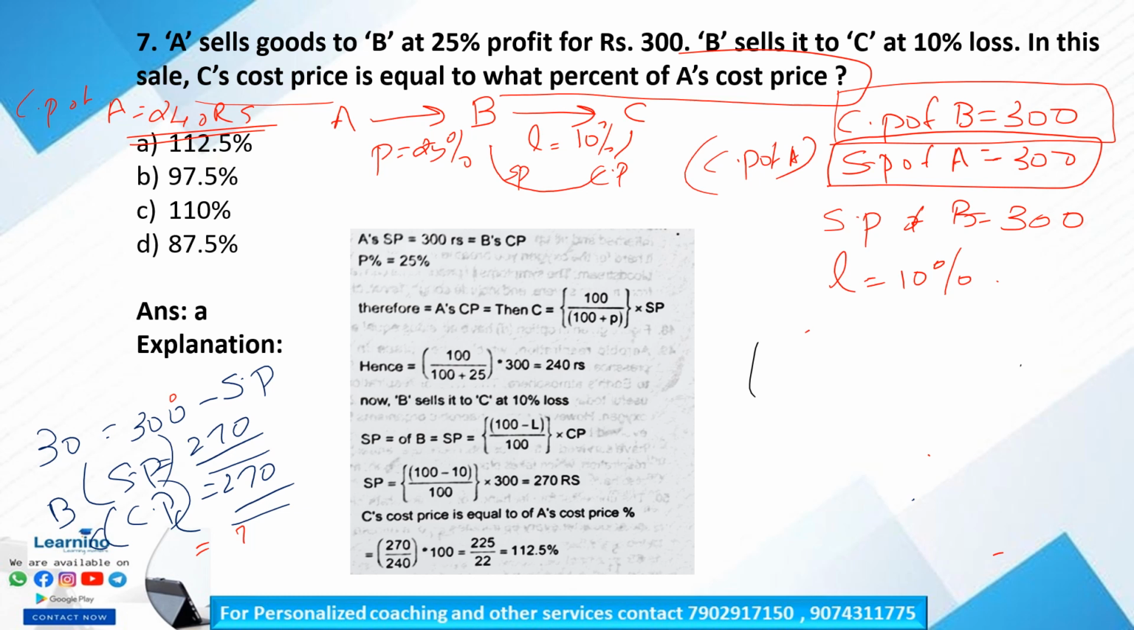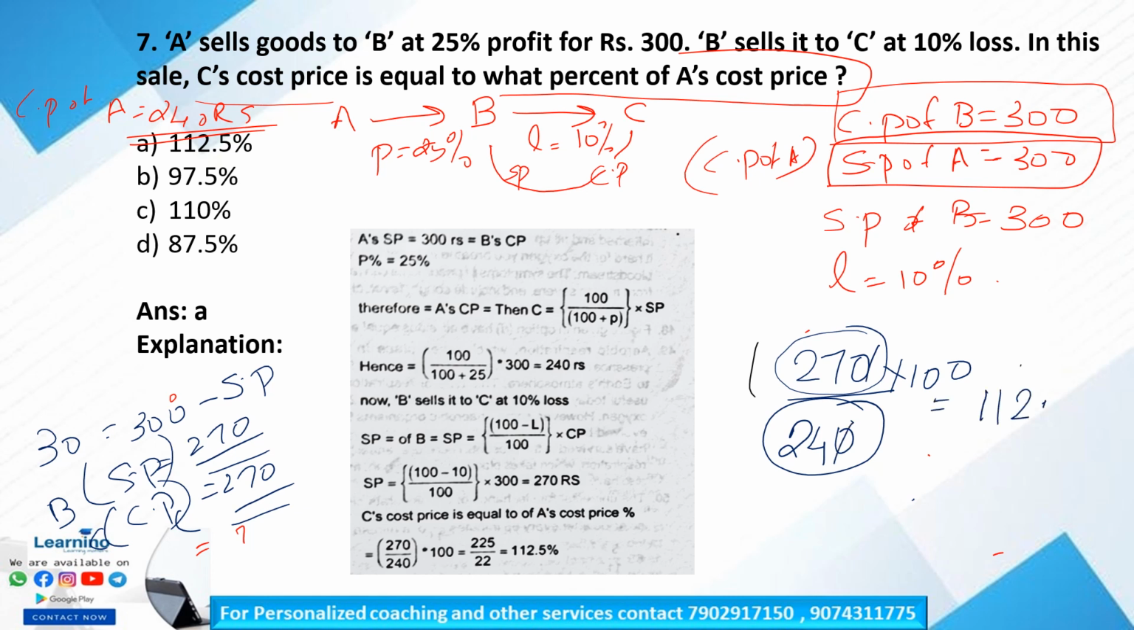So C's cost price is what percentage of A's cost price is the question. That is 270, the cost price of C divided by cost price of A into 100, that is equal to 112.5. By cancelling all the common terms, we will get the answer as 112.5%. That is option A, our correct answer. Is that clear? So in this question we have to know the loss percentage and profit percentage formulas. Okay. So next question, question number 8.